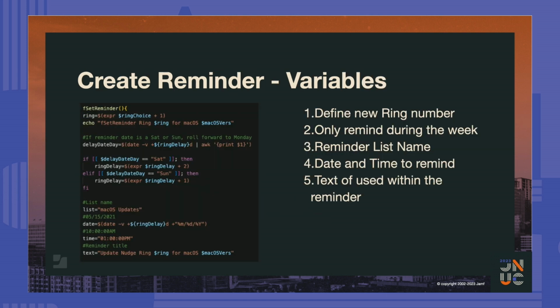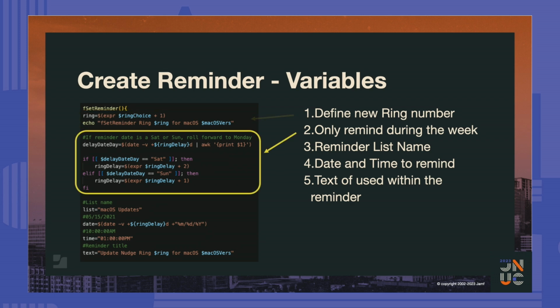All right, we'll jump through a couple of the create reminder options. This was also just a straight Google search. Didn't know it was even possible. I think I searched "bash create Apple reminders." And so it starts out by getting a couple of variables based on the ring. It's going to be reminding me for the next ring.